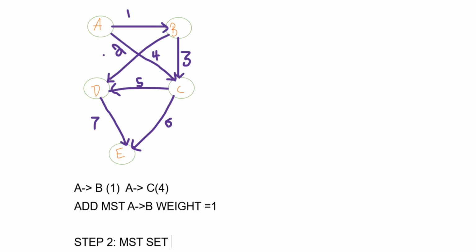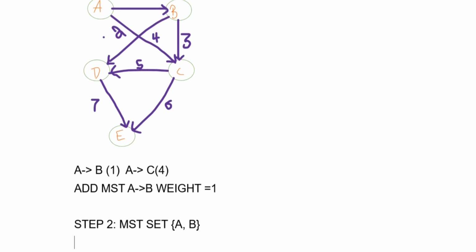That is A to C, and the non-MST is A to C. I need to take non-MST edges: A to C, and B's neighbors, B to C and B to D. The weight of B to D is 2, B to C is 3, and A to C is 4.